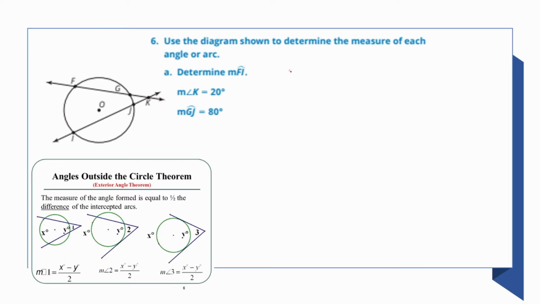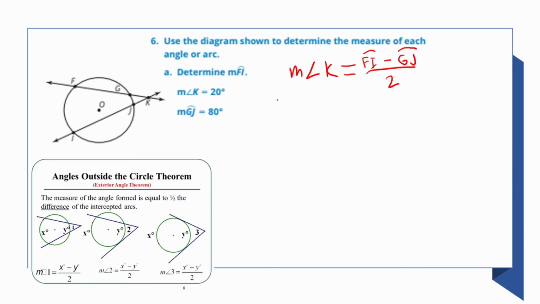So we're just going to rewrite our rule for this situation. It says the measure of angle 1, which in this situation is angle K, is equal to X minus Y. X is this outside arc, which is FI in this situation. So you're going to say FI minus Y, which is my inside arc, GJ, over 2. So we're basically just taking the average of these two things.